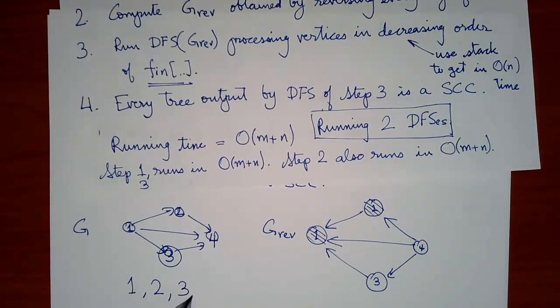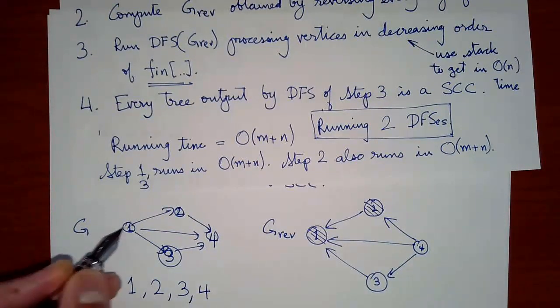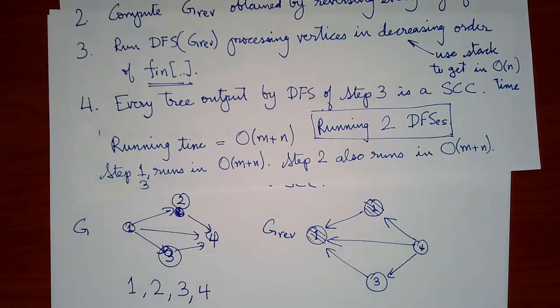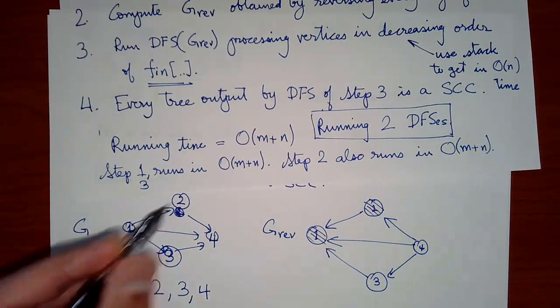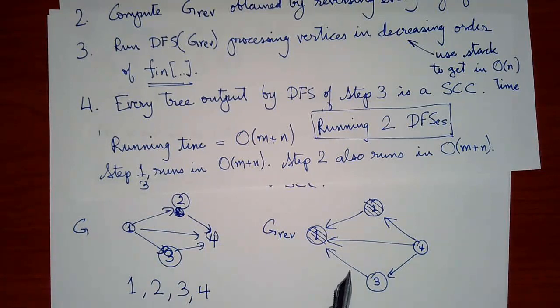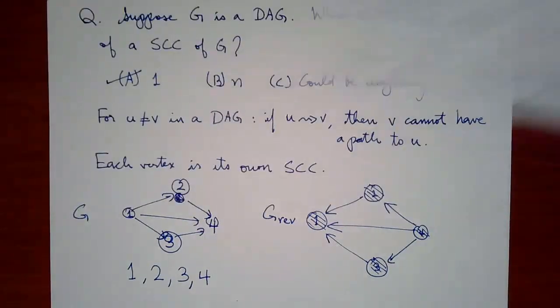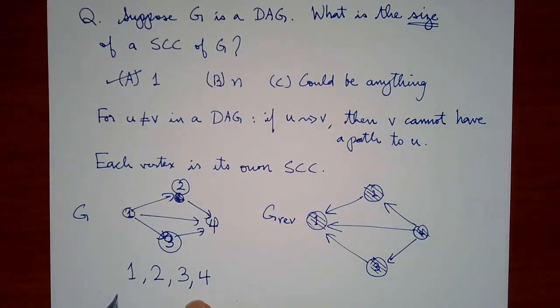Because this is a topological ordering, 1, 2, 3, 4 is a topological ordering. Sorry, I should have drawn this better. If you see what happens here, when you run DFS processing vertices in this order, 1 will become its own singleton, then 2 will become its own singleton, then 3, and then 4.